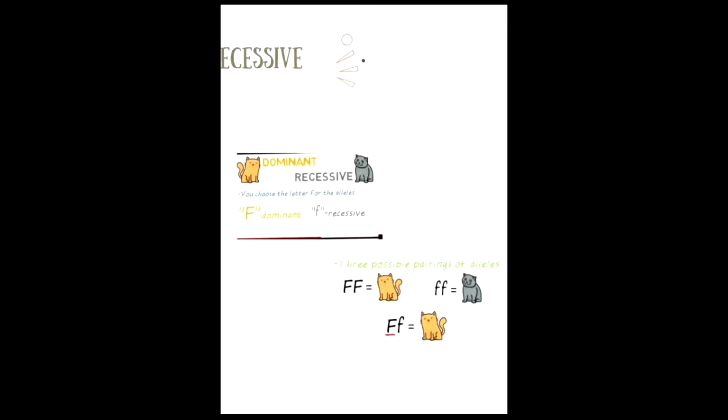For example, the capital F would be dominant for orange and lowercase f would be grey, the recessive allele. There are three possible pairings of alleles. The first one is two dominant alleles, the second one is two recessive alleles, and the last one is one dominant and one recessive allele. In this case, the first is orange because of the presence of a dominant allele. We have to remember that a recessive allele will only show when both alleles are recessive. For example, the grey fur.